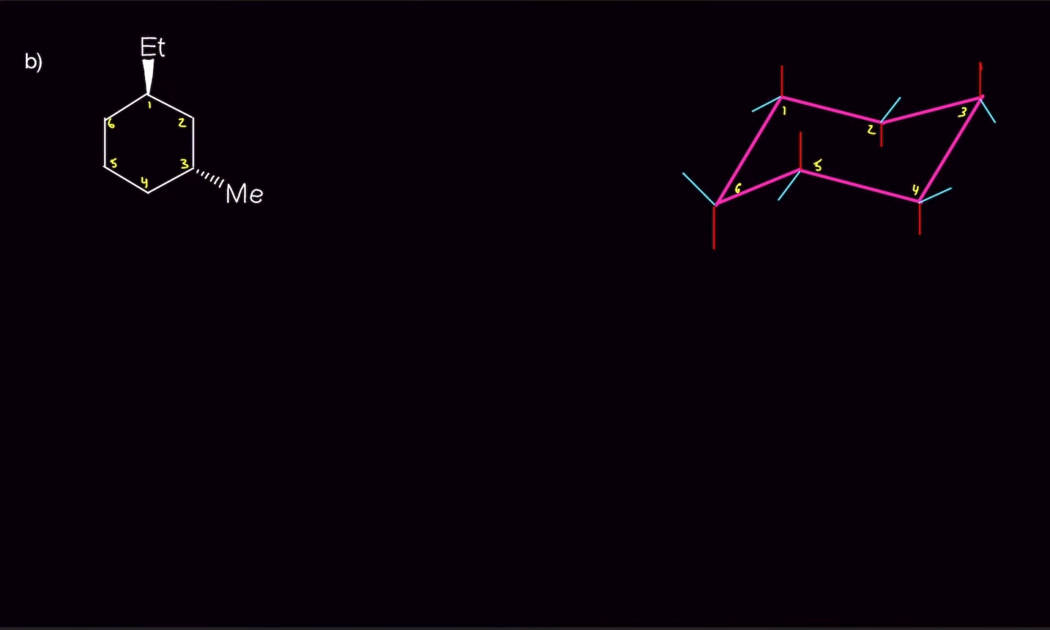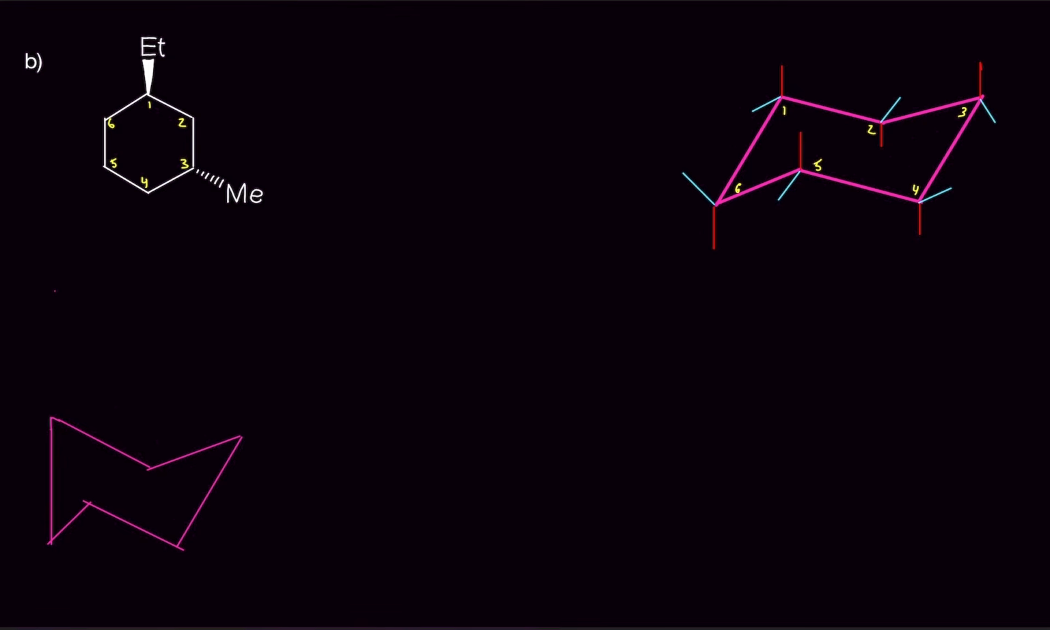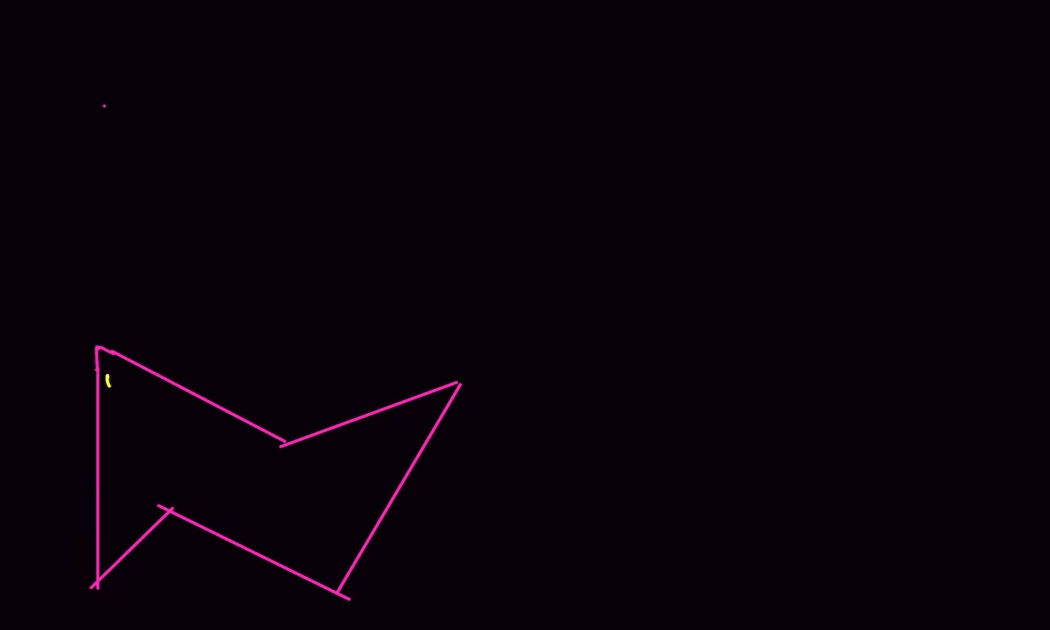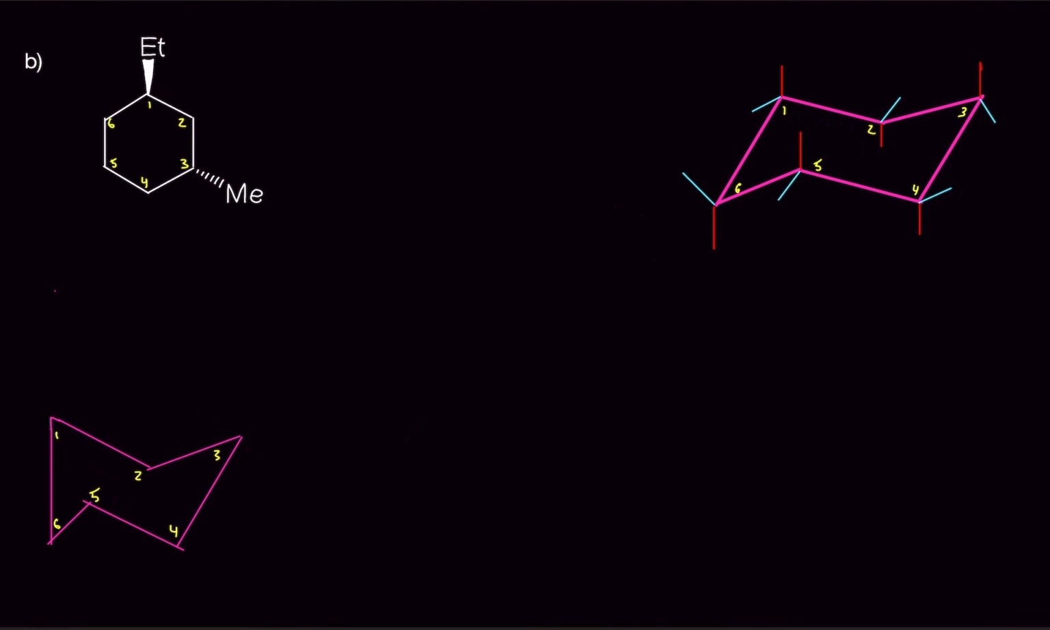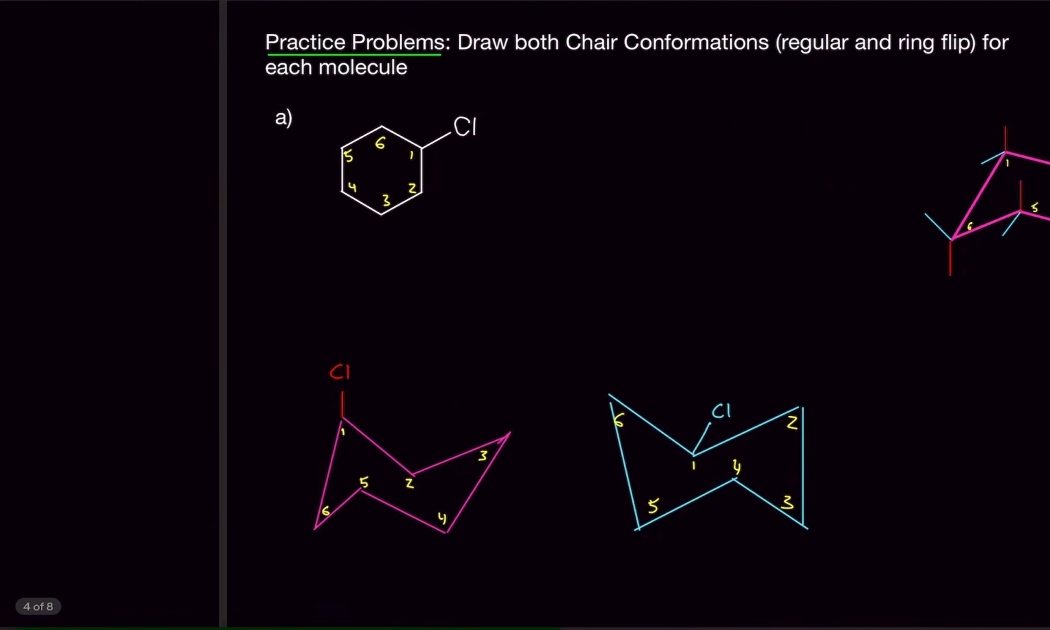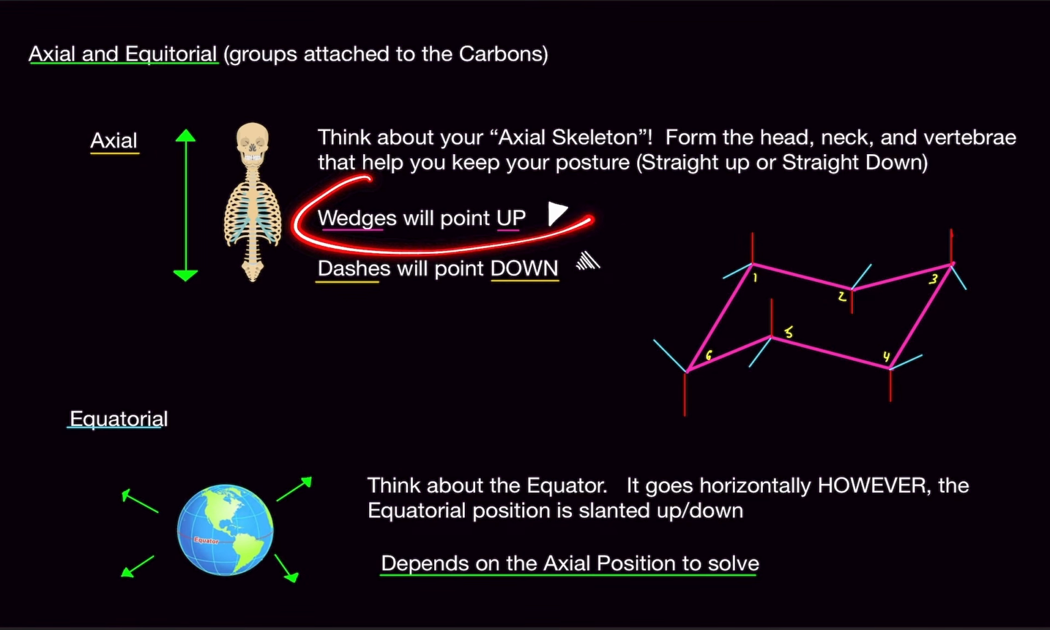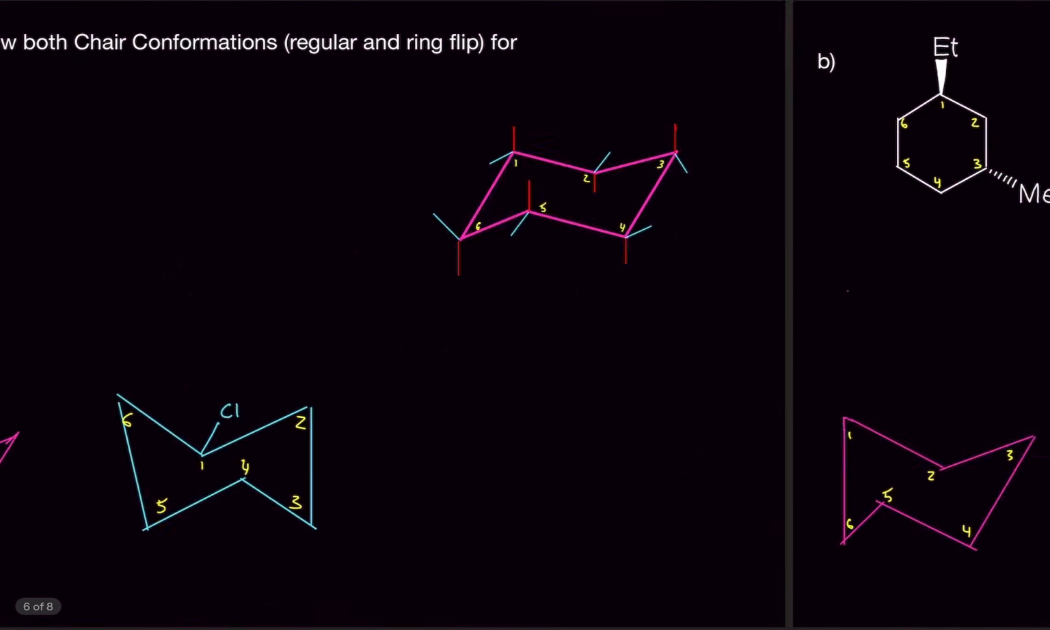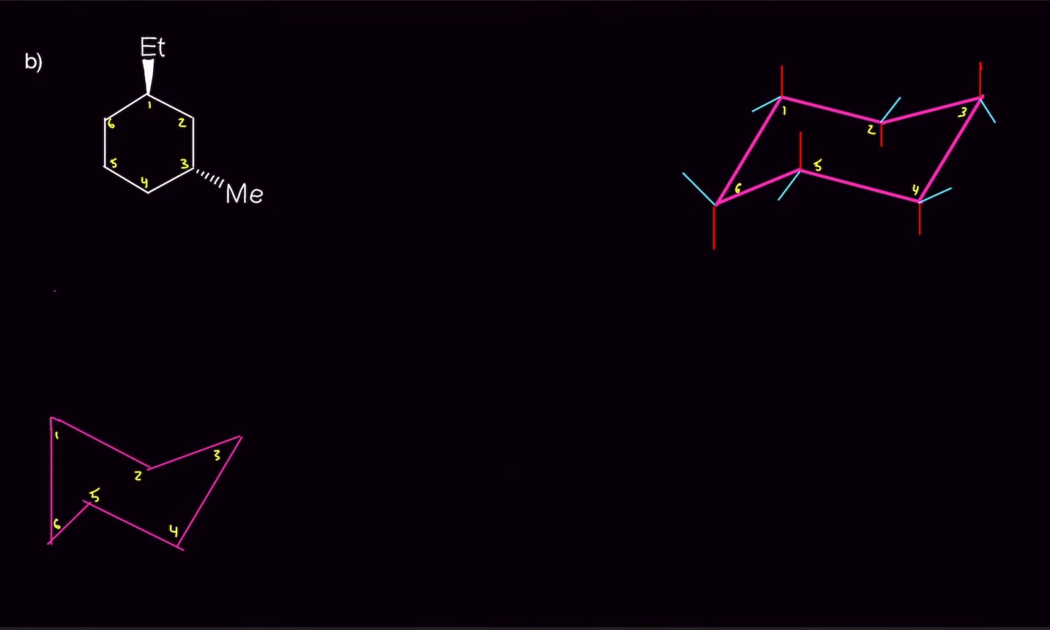So let's draw the chair conformation. That, like that. Like that, like that, and like that. That's ugly. I'm sorry. Okay, there you go. Now let's number. 1, 2, 3, 4, 5, 6. Okay. The ethyl group is on a wedge. And now I mentioned that wedges are always pointing up, okay, and dashes are pointing down. So this is a really good example here. The ethyl group is on a wedge. So it must be pointing up, like I said.